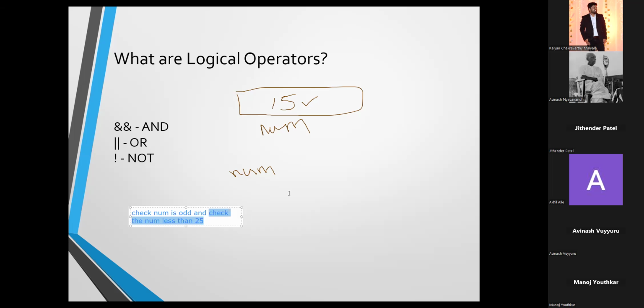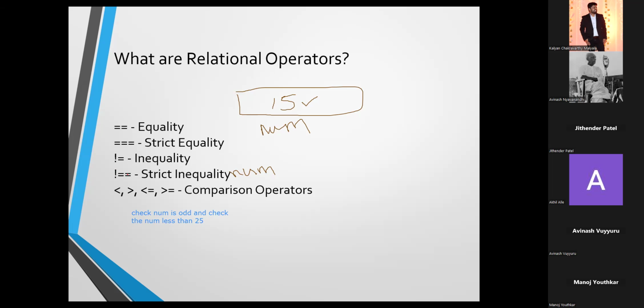Now, let me show you. These operators, whatever you see, cannot be used directly, individually. They have some dependency. The and operator should check two conditions. So along with these operators, we need to understand the other operators, called relational operators. So what is our requirement now? Check a number is odd and check the number is less than 25.